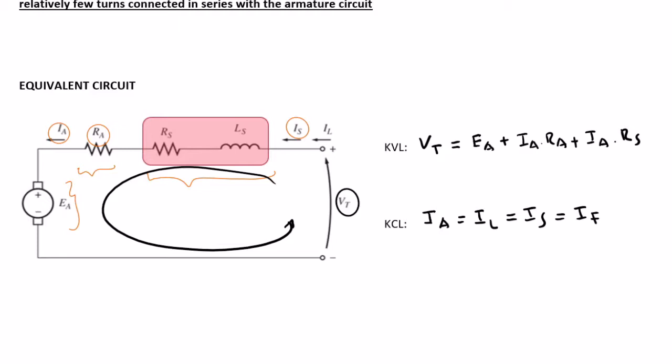If we go back to our KVL, this can be simplified into Vt equals Ea plus Ia in brackets Ra plus Rs. Again, Ra is the armature resistance and Rs is the field or the series resistance.